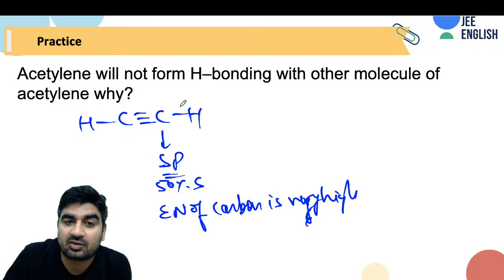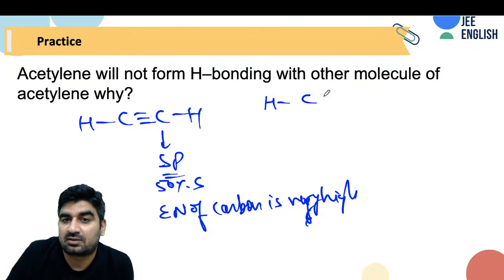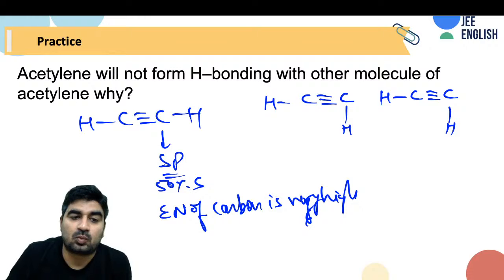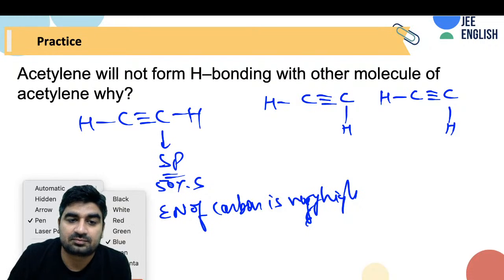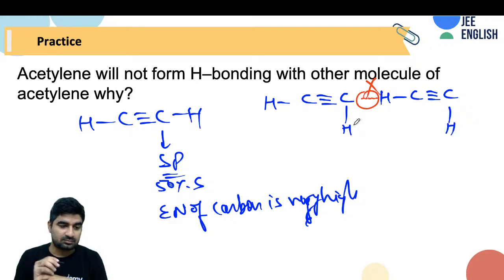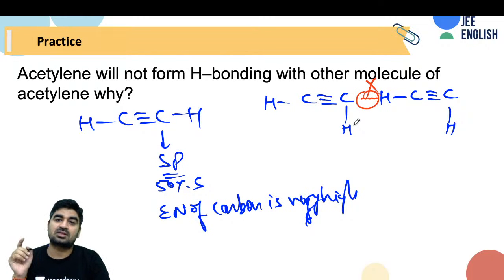So now I'm telling you guys, if I take another molecule, suppose this is acetylene. Why is there no hydrogen bonding between these? Is there anyone who can tell me? If I'm telling you that this carbon is very much electronegative, but still there is no hydrogen bonding.